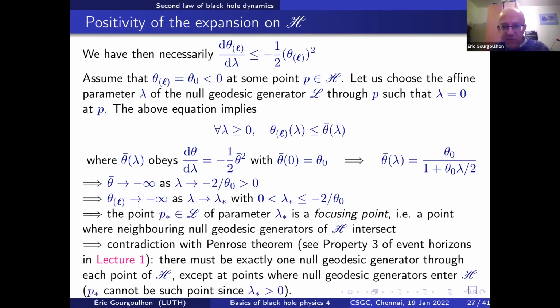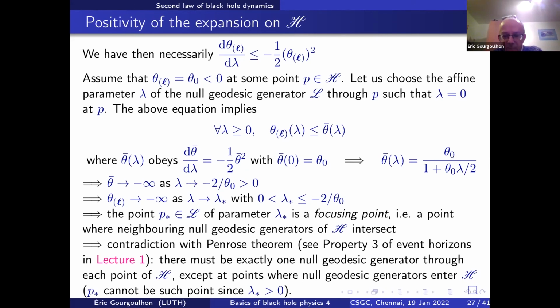So there is nothing pathological with this, actually, that theta is diverging. It's not a sign that we have a singularity in spacetime. We have simply a focusing point. A point where the expansions are diverging is a point where the null geodesics will merge. So it's a kind of focusing point. But this enters in contradiction with the Penrose theorem that we have seen at the end of lecture 1.